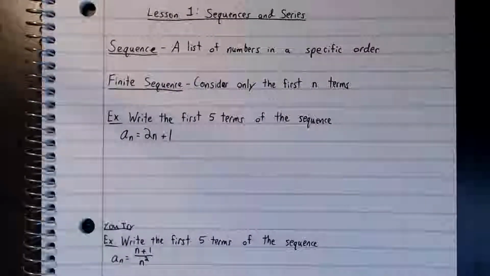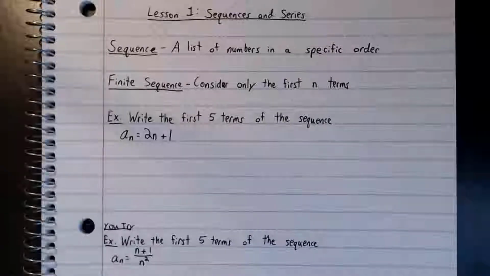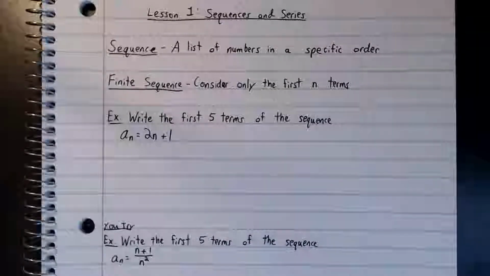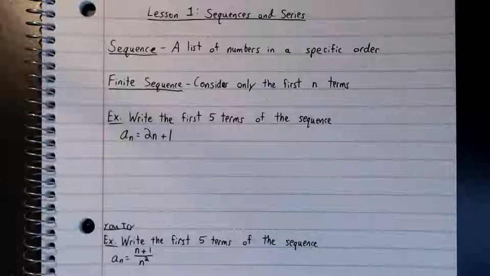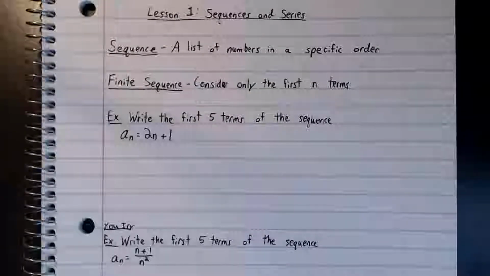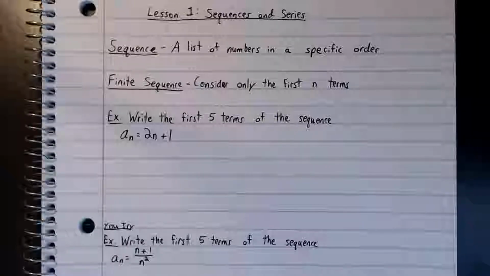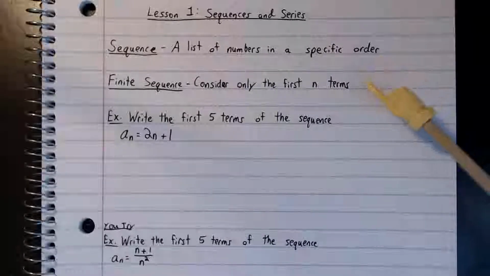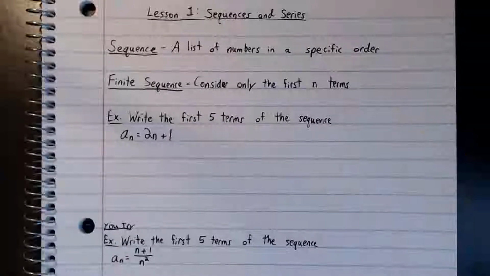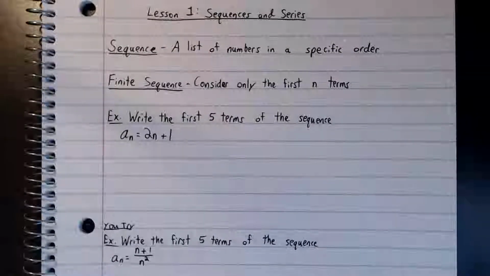We've got a sequence, which is a list of numbers in a specific order, and a finite sequence, which is considering only the first n terms. If we don't know exactly how many terms we're talking about, it's just a sequence, but if we're talking about so many terms, it'd be a finite sequence.